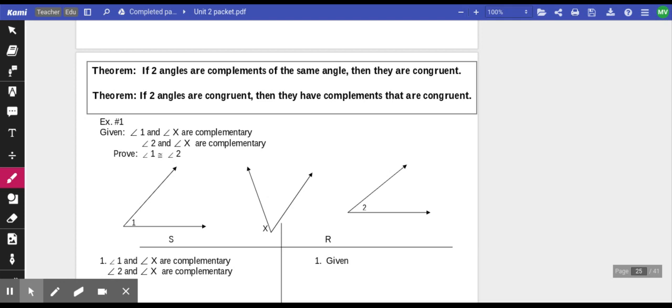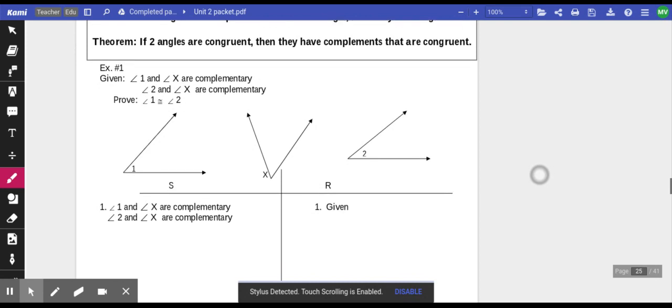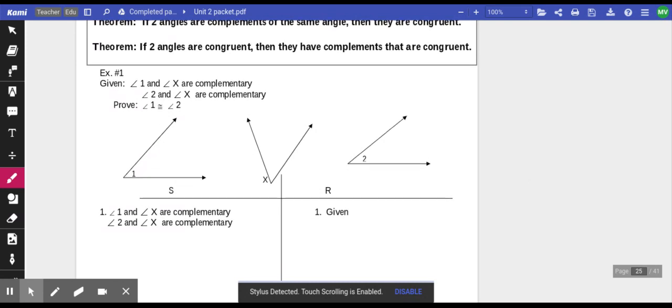Today we're going to talk about using two different theorems, which make doing some problems a whole lot shorter. The first theorem is: if two angles are complements of the same angle, then they are congruent. And the second one is: if two angles are congruent, then they have complements that are congruent. We can use these to help us prove angles are congruent.